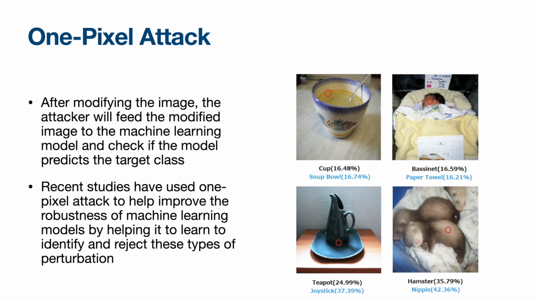However, there are a number of approaches that can be used to improve the robustness of machine learning models against these attacks. For example, models can be trained on data that has been augmented with one-pixel attacks, which can help the model to learn to identify and reject these types of perturbations.